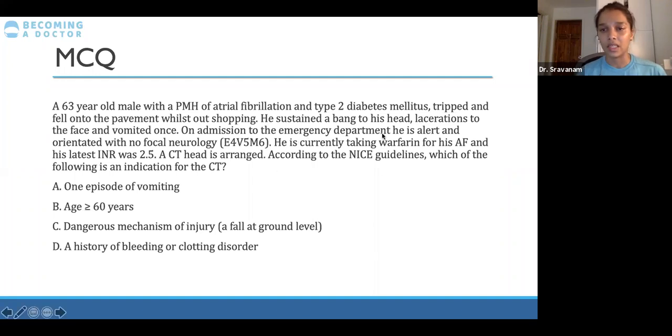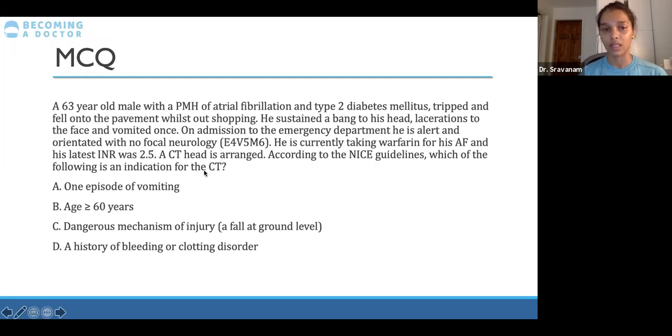On admission to the ED, he's alert and oriented with no focal neurology, so he's GCS 15, so that's good. So that doesn't fit into the emergency in an hour CT head, so we're still okay, we're still doing good. He's currently taking warfarin, okay, so that's not good. So he's got an anticoagulant on board, and his latest INR is 2.5. Okay, a CT head is arranged according to NICE guidelines.